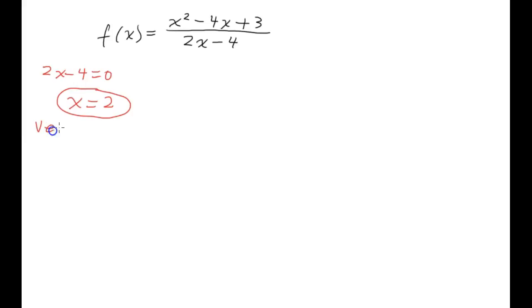So I'll just label that. That's a vertical asymptote, VA for short. And then let's look at the horizontal asymptotes, any possible horizontal asymptotes.